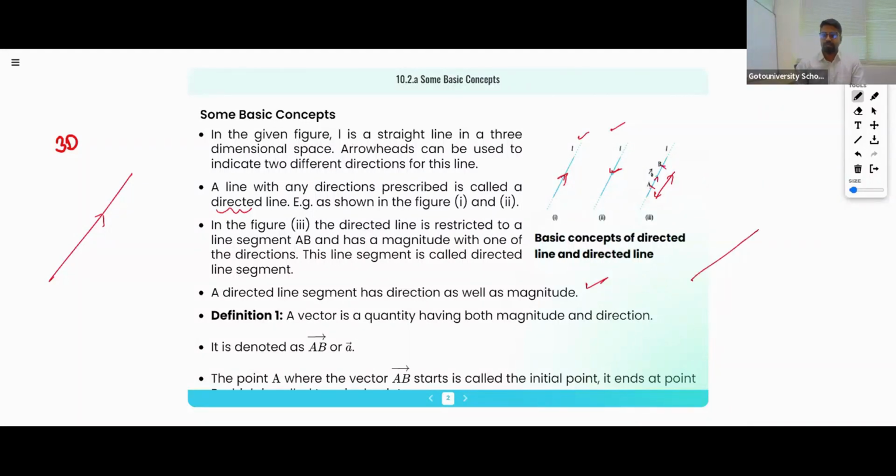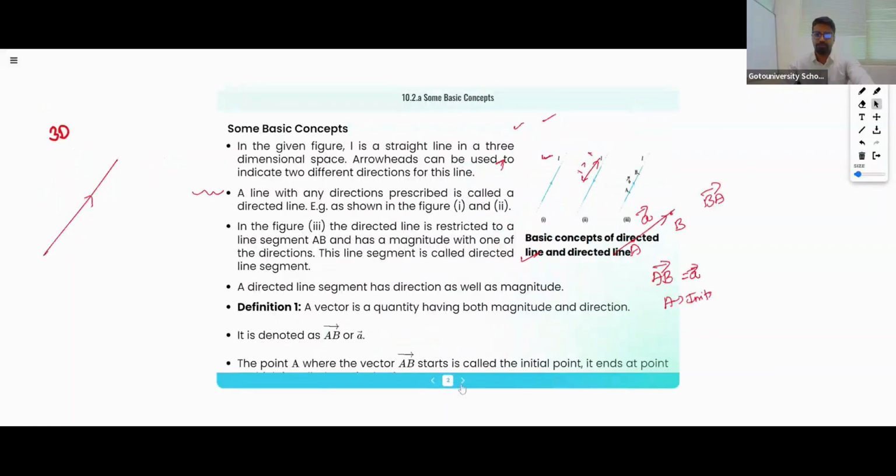In this particular example, this magnitude starting from A to B in the direction of A to B is represented by AB with an arrow mark above it, starting from A to B. Suppose it's starting from B to A, I would have written BA with an arrow mark above that. We can also name this as a small letter a. It depends upon how you are naming it. The point A where the vector starts is called the initial point. So A is the initial point, whereas B is the final point or terminal point of the vector.